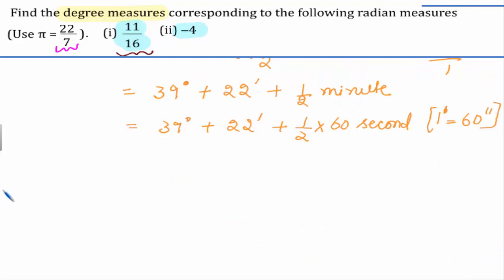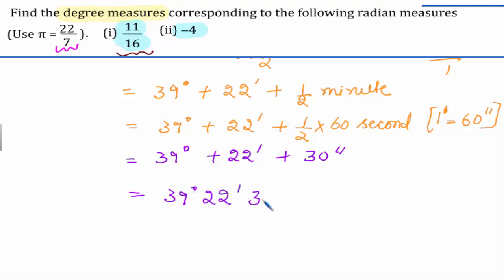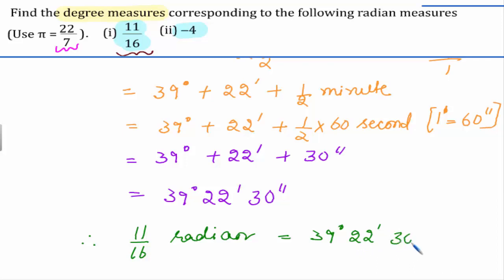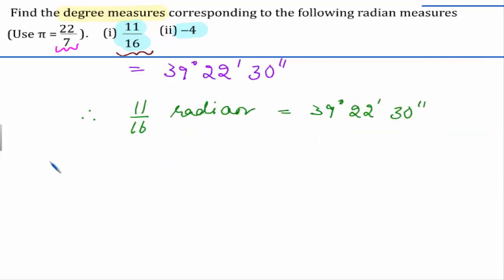So this is equal to 39 degrees plus 22 minutes plus 30 seconds, or 39 degrees 22 minutes 30 seconds. Therefore 11 upon 16 radian is equal to 39 degrees 22 minutes and 30 seconds. Now let us proceed on to the fourth part.